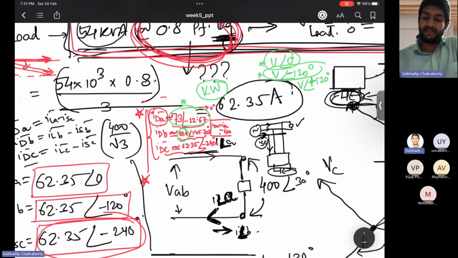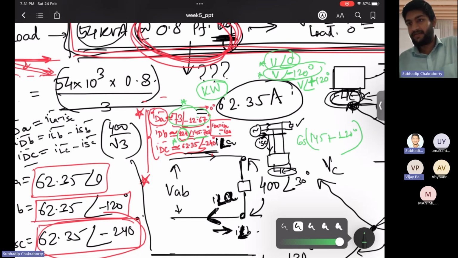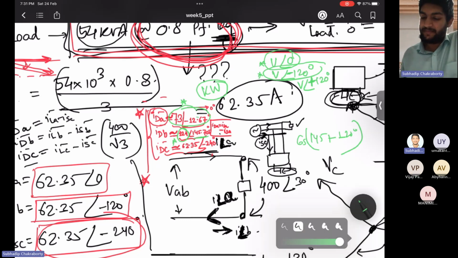Again multiply the next voltage, next current, into cos of the angle between them, minus 120 and 145. So it will be 145 minus 120, so plus 120. Hope you understand, right? Take the cos of that. Accordingly, you will get the kilowatt rating.